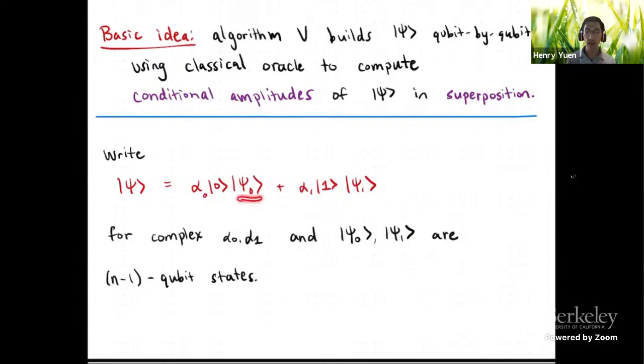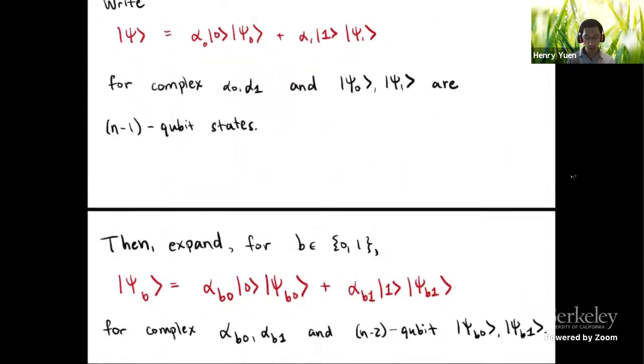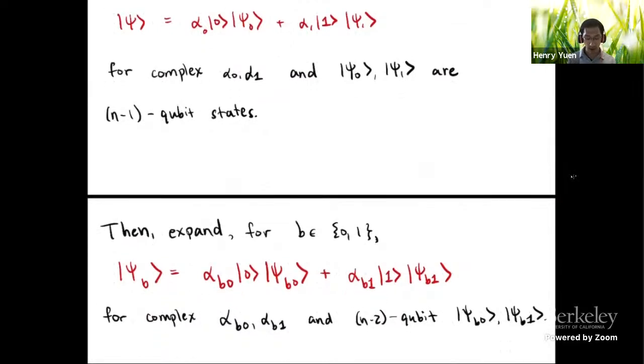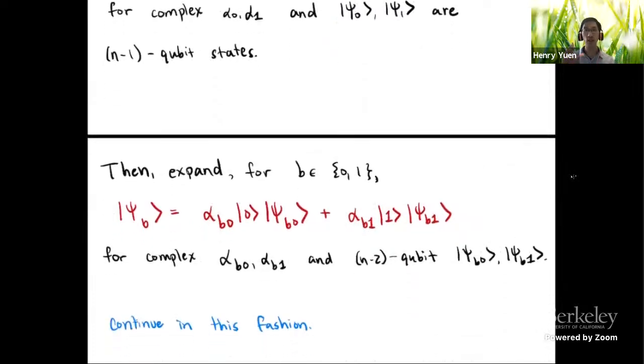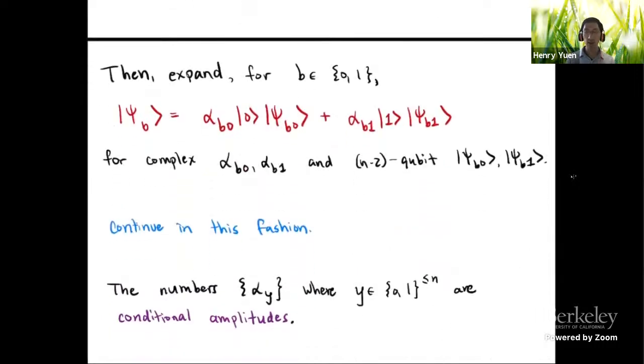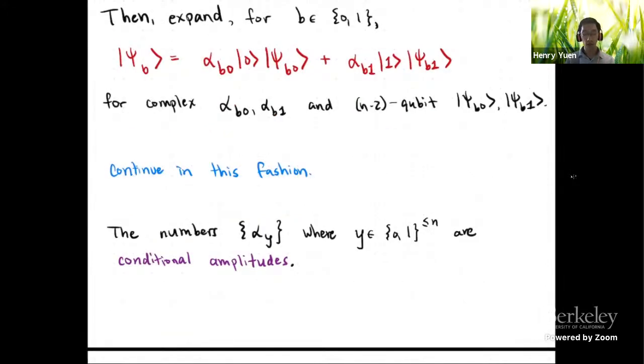So you can think of psi 0 as being the state of the n-1 qubits conditioned on the first qubit being 0. And similarly, psi 1 is the residual state conditioned on the first qubit being 1. And then you can recurse on psi 0 and psi 1 to compute these other complex numbers. So for, let's say, B equal to 0, alpha 0,0 and alpha 1,1 are defined in analogous ways. And you can continue splitting off these states in this way. And these complex numbers that you get out are conditional amplitudes. Another way of thinking about it is that if you multiply the conditional amplitudes together, then you recover the amplitudes of the original state psi.